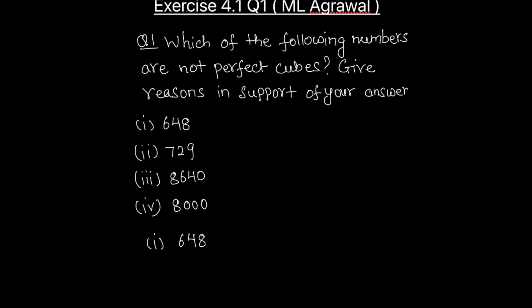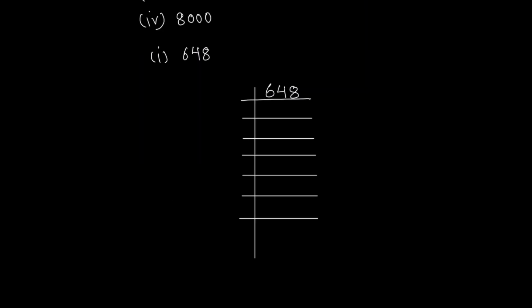So first of all we'll start with the first number, which is 648. To find whether these numbers are perfect cubes or not, we need to find the prime factorization of these numbers. So let's find the prime factorization of 648 using prime factorization method. In this method, we'll divide numbers using prime numbers and find their prime factors. So let's divide 648. As 648 is an even number, we can easily divide it by 2.